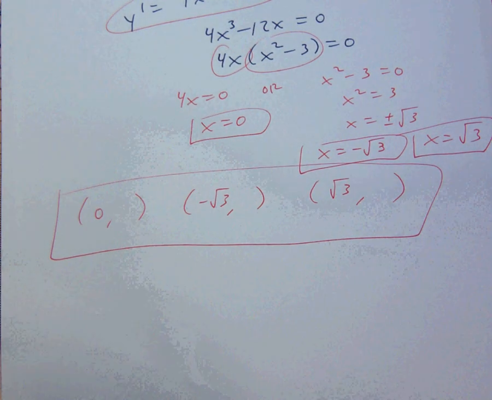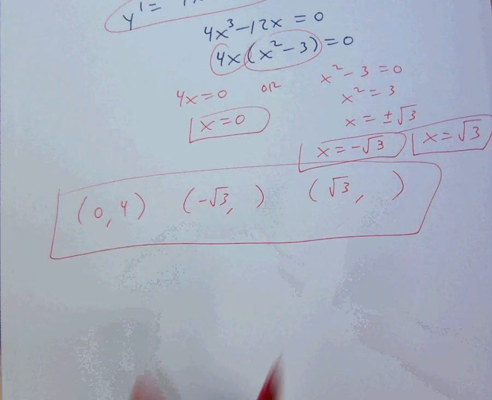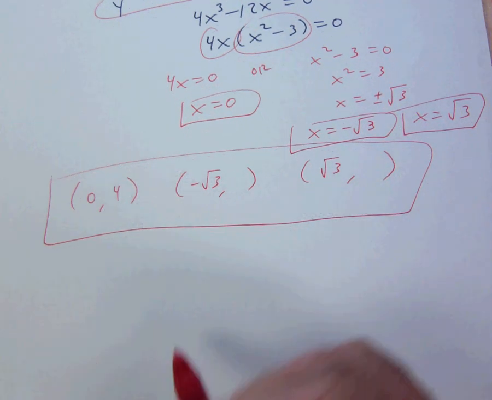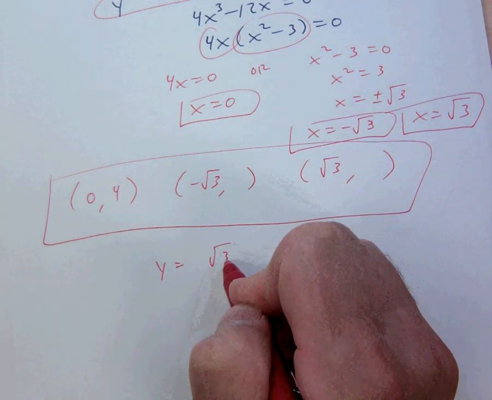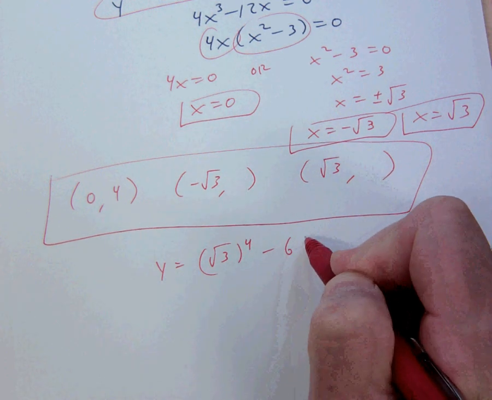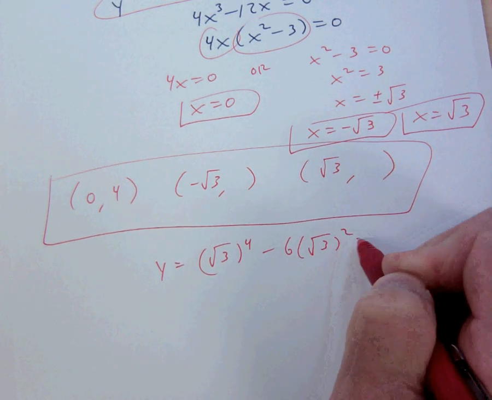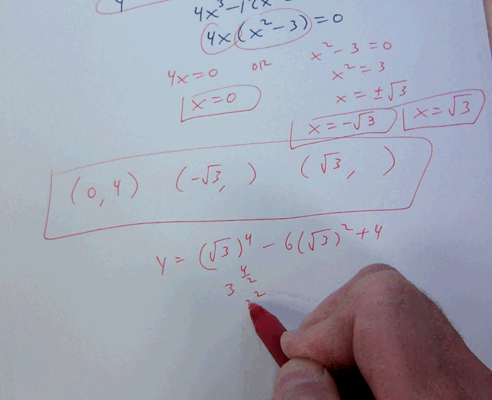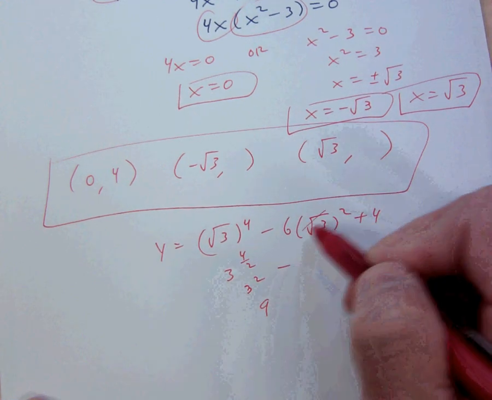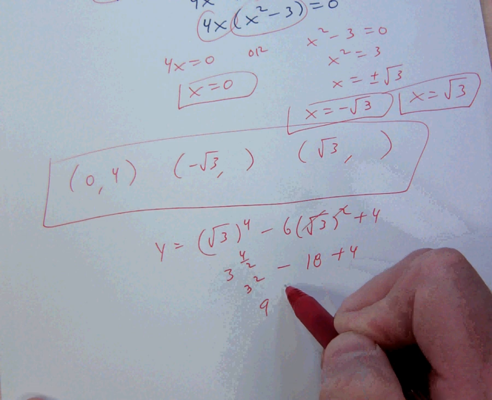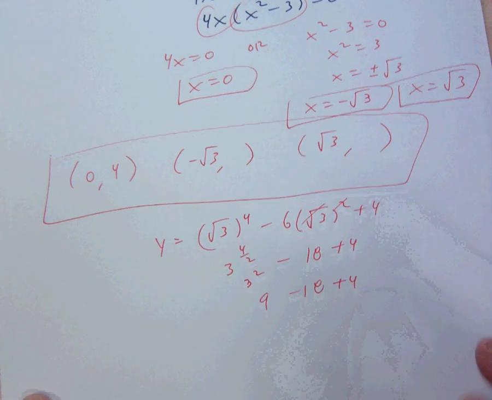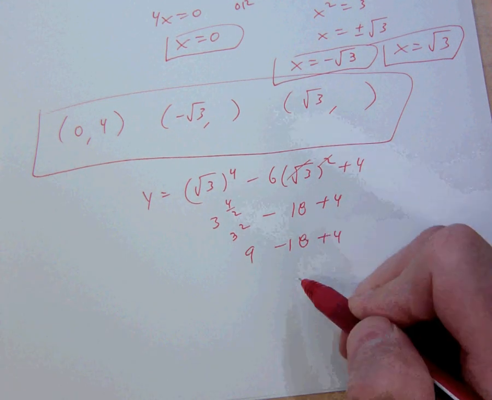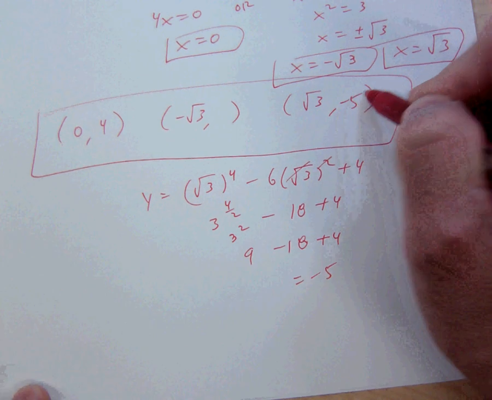So if I plug 0 into the original equation, what do I get? 4. Okay, this one's going to be tricky. What do I get when I plug square root of 3 into the original equation? Well, let's see. I'm going to write this as 3 to the 4 halves, which is 3 squared, which is 9, minus 18 plus 4. Everybody see what I did there? So what is that, guys? Negative 5? And by the way, this will be the same thing if you do the math.